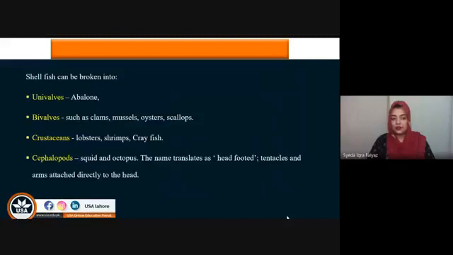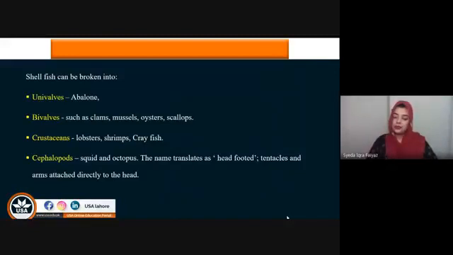Then shellfish also come under this category, and they are broken down again into different types. For example, the univalves. Abalone is an example of a univalve. Univalve means there is a shell on one side, and the shellfish on top of it is open. Then there are bivalves, meaning clams, mussels, oysters, and scallops. They are actually enclosed in the shell, so when you open the shell, you find the shellfish inside.